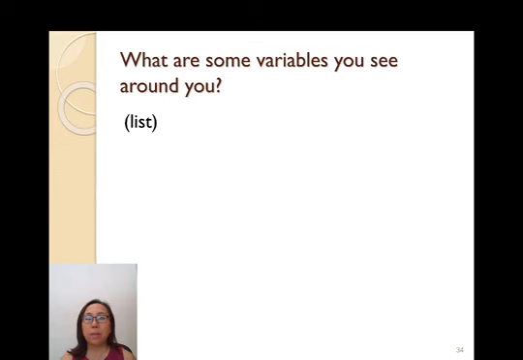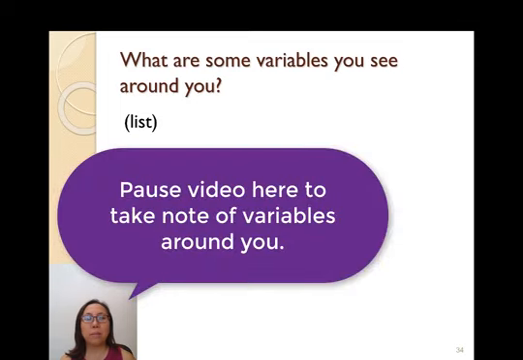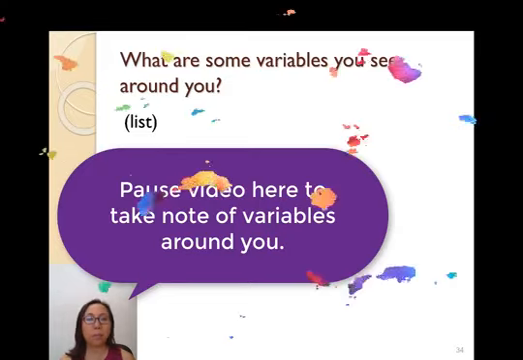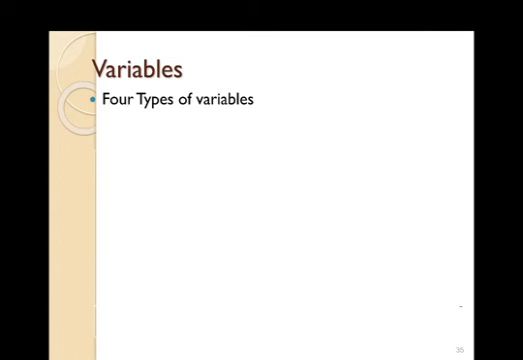So we're going to pause for a moment, and I want you to look around where you are and see what are some of the variables that you can see around you. Maybe you see colors, the temperature of the room, or the number of people around you. These are all things that can be measured, data that can be collected that may have an effect on something else.